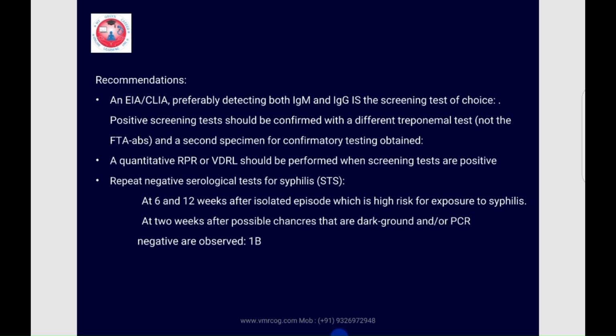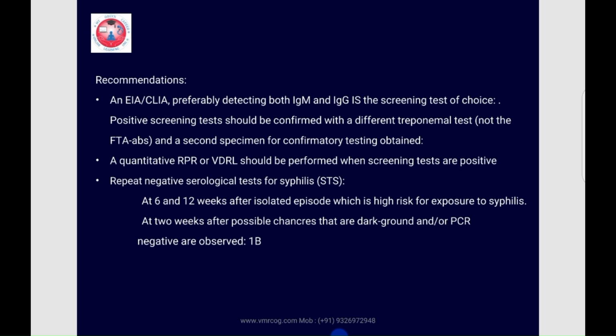such as TPPA or TPHA. TPPA is preferred over the TPHA. FTA-ABS is not recommended, and a second specimen for the confirmatory testing should be obtained. So we have to obtain another specimen also, and we will perform the test. A quantitative RPR or VDRL should be performed when screening tests are positive.